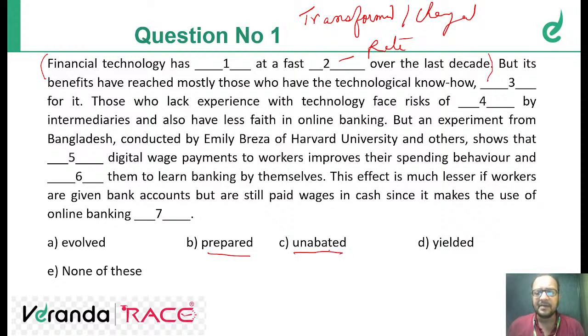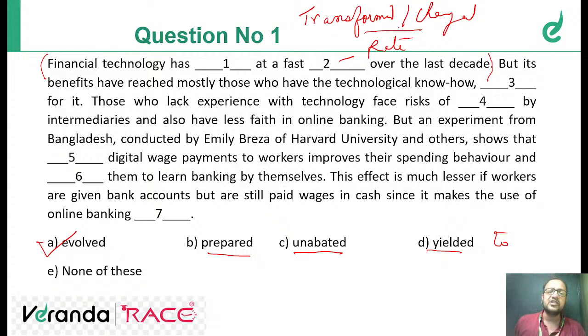Unabated. So abated means mitigated, pacified, normalized. So if we say the rain has abated a lot, it means it has become normal. So when we say unabated, it means something that has increased in size or intensity. Okay. Yielded. Yielded could have been the answer, but yielded is followed by to. So the answer is evolved. Evolved is the answer, which directly means transformed or changed.